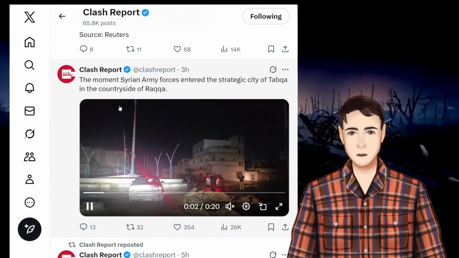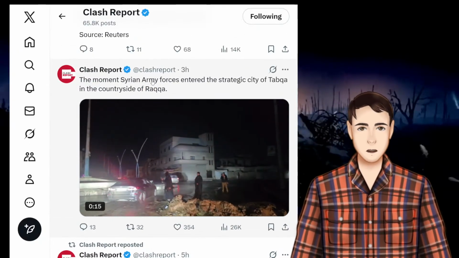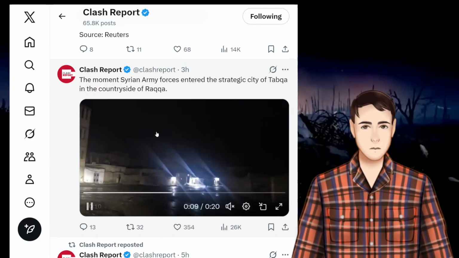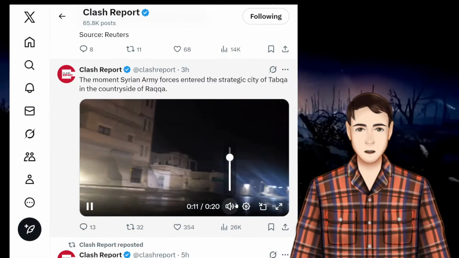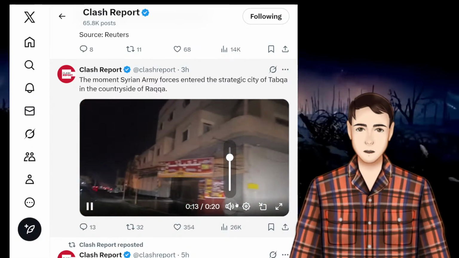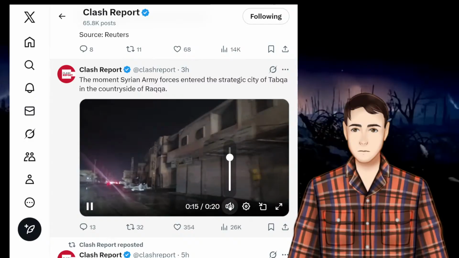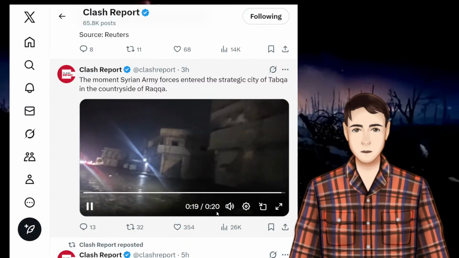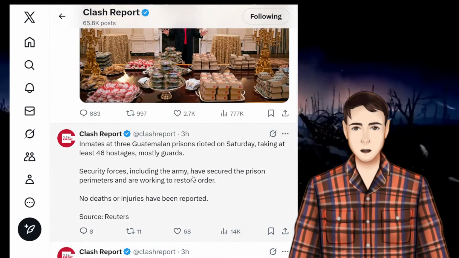And the moment Syrian army forces entered the strategic city of Takba in the countryside of Raqqa. I'm hearing gunshots, but I'm not seeing anything. Man, everything is just so burnt out and destroyed out here.